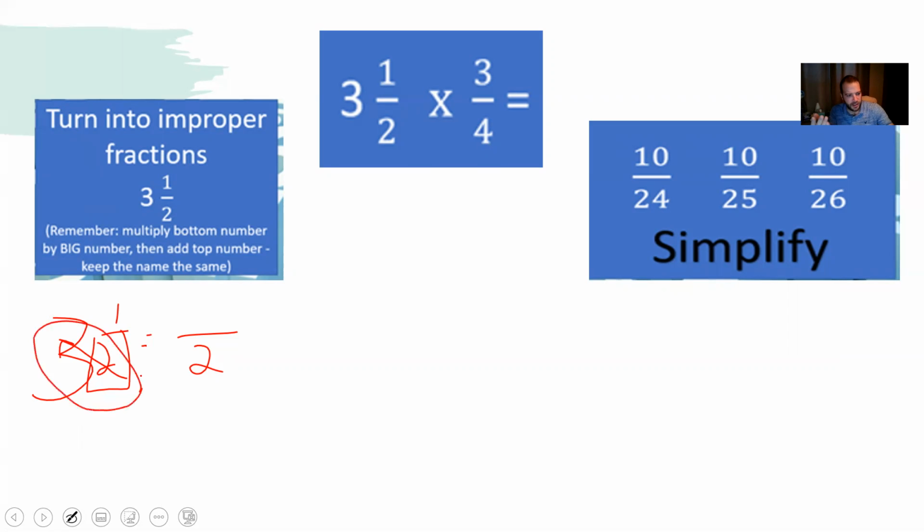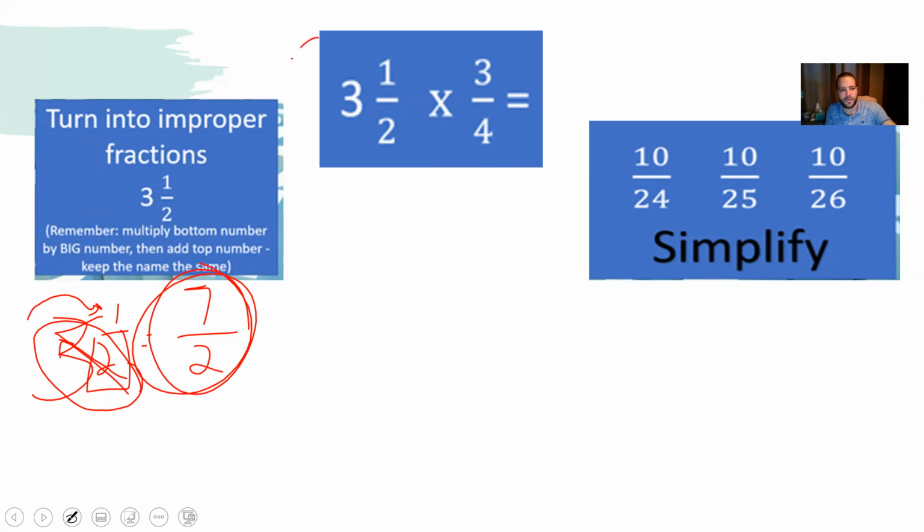You multiply these, and then whatever number you get, you just add it to the fraction that you already had. So we already had 1/2. Now we have 6 halves plus 1/2. So that's 7 halves. So this answer right here is 7 halves.